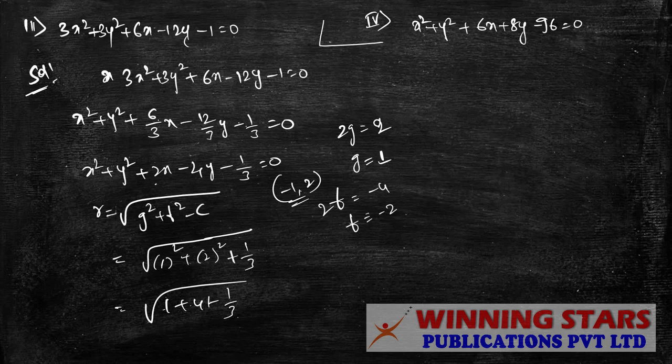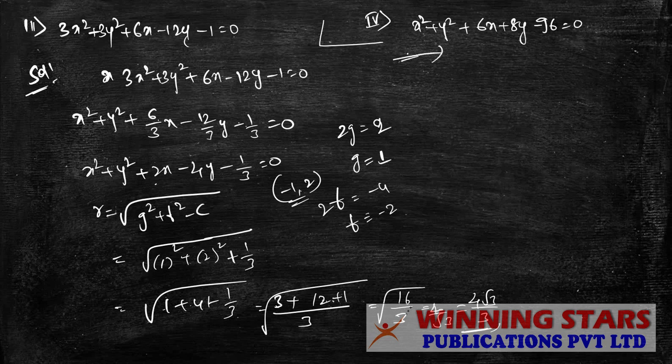So it will become, we can write it as 3 plus 12 plus 1 by 3 under root, and it will become 3 plus 12, 15 plus 16 by 3 under root. We can write it as 4 by root 3, 4 into root 3 divided by 3, answer. Now the fourth one you do. Okay, I will go for the fifth one.